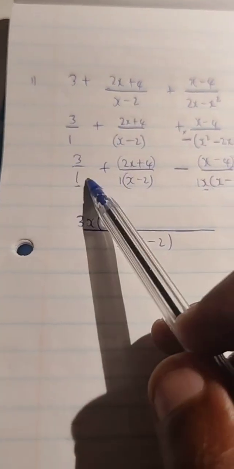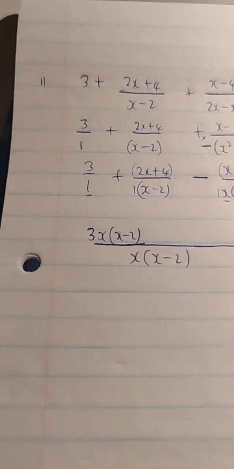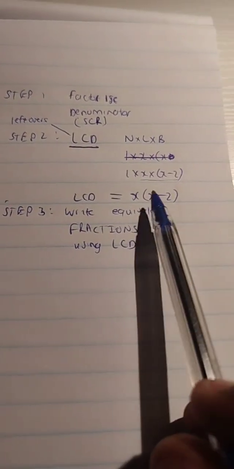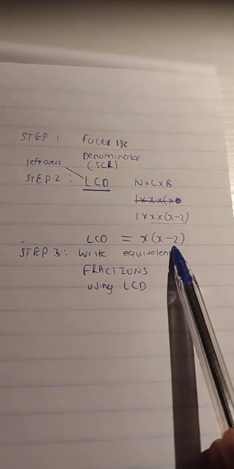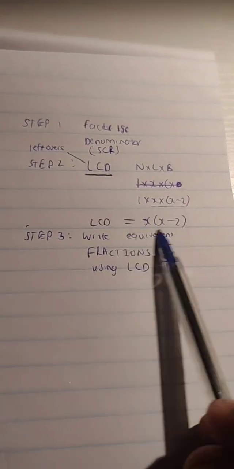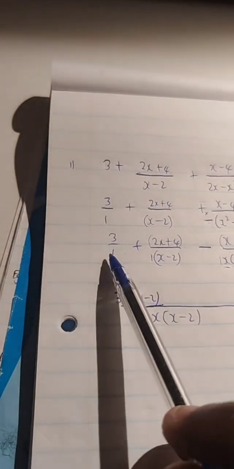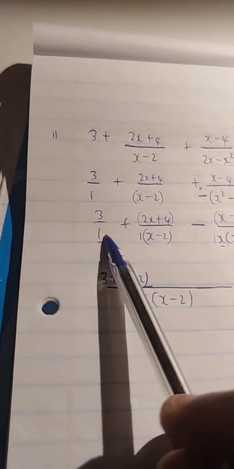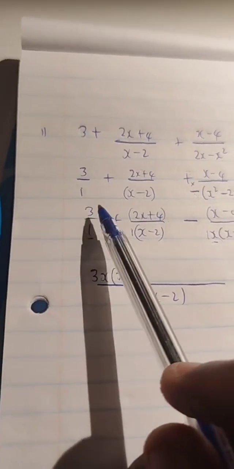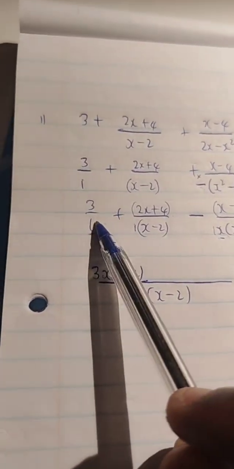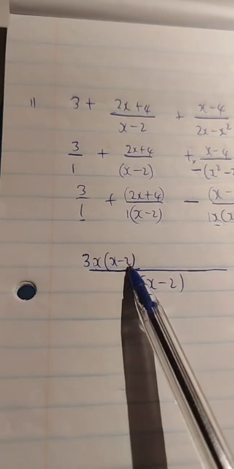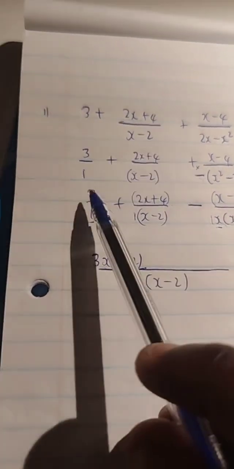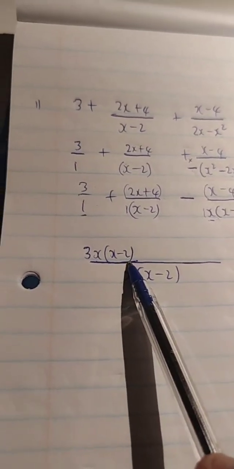Are we done with the first fraction? Yes. Let me just recap again. I said we want an equivalent fraction of 3 over 1 that has this denominator. So that means we are going to multiply 1 by what in order to get x into x minus 2? We're going to multiply by the entire thing. But what we do in the bottom denominator, we must do to the top. So if we multiply by x into x minus 2 at the bottom, we need to then multiply this 3 by x into x minus 2. There you have it. 3 times x into x minus 2 at the top as well.